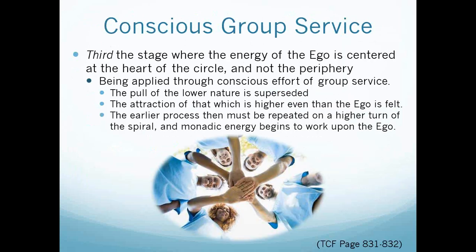And then there's the third stage, where the energy of the ego is centered at the heart of the circle and not the periphery. And energy is being applied through conscious effort of group service. The pull of the lower nature is superseded. The attraction of that which is higher even than the ego is now felt. The earlier process then must be repeated on this higher turn of the spiral, and monadic energy begins to work upon the ego.